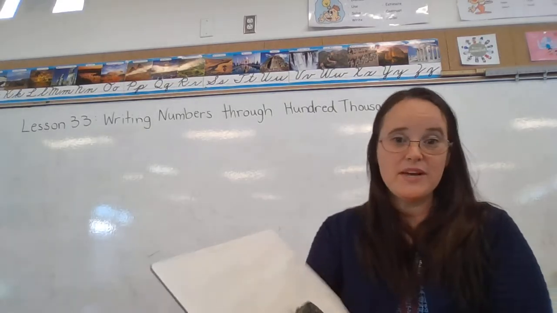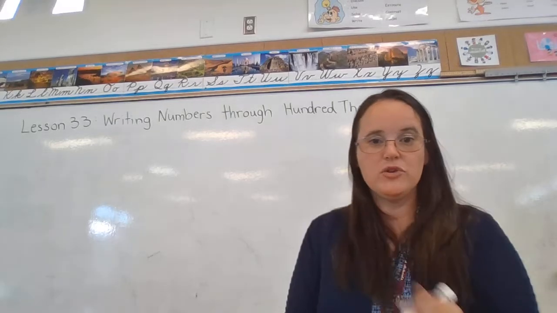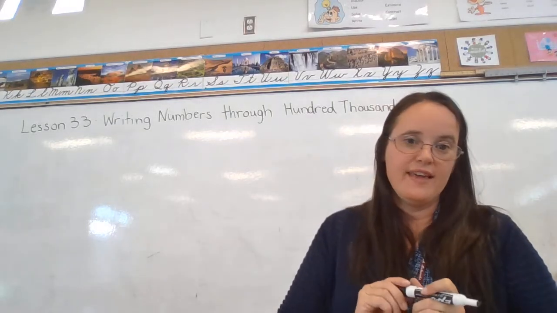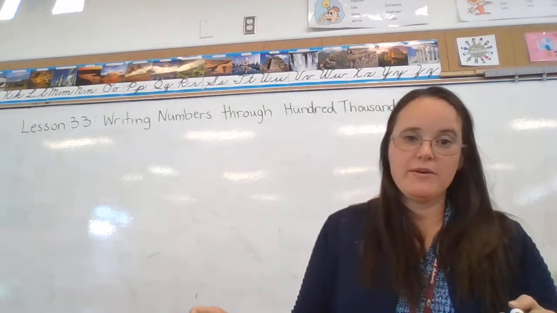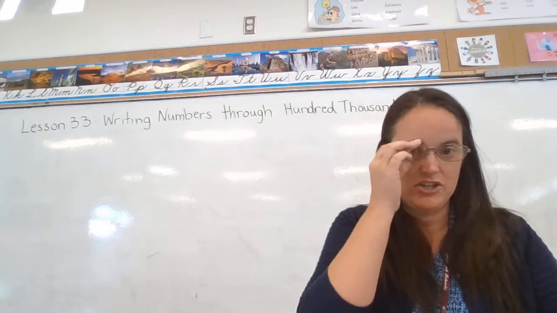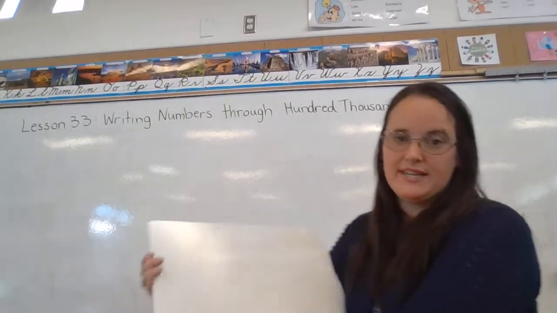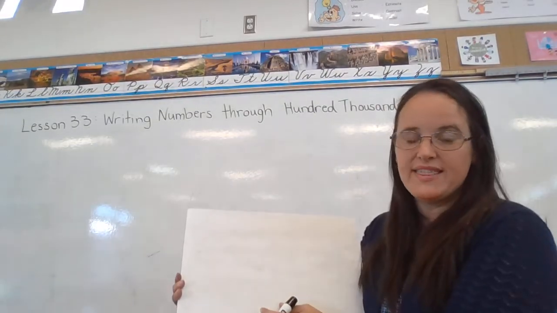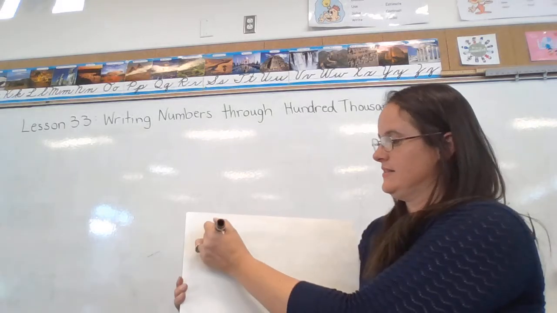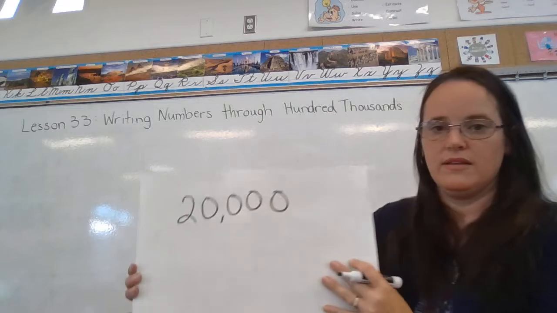All right, the next ones are using digits. So I'm going to say the number. I want you to write down the answer, and then I'll give you a second before I write down the answer. So if you need more than a second, hit pause in between each of these problems. So the first one is 20,000. Go ahead and write 20,000 using digits. There we have it.